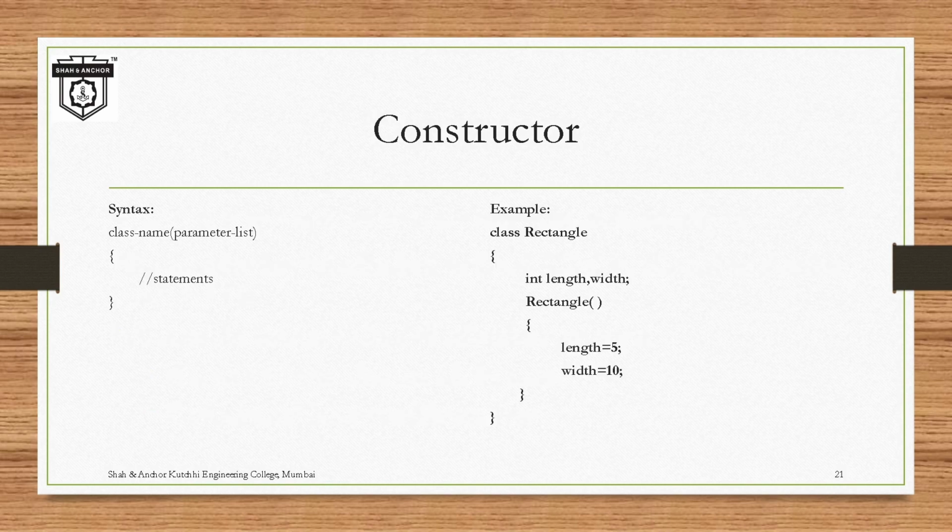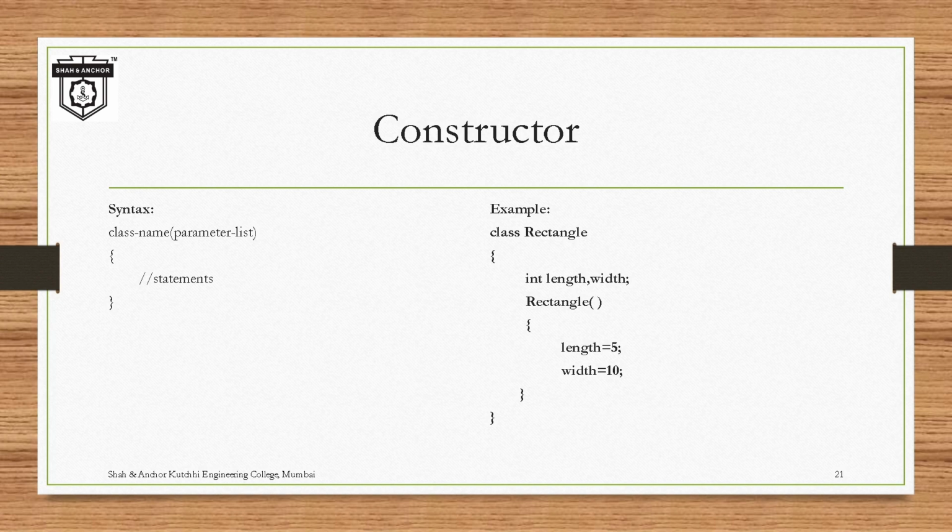Now we can see how to define a class: the class name, an opening bracket and closing bracket, and inside we write all the statements. If we want to make a class Rectangle, we write class Rectangle, and we know that the data members for a rectangle are length and width. For every rectangle we have length and width. So we define the two data members as int length, width, and we want to initialize the values of length and width for every rectangle.